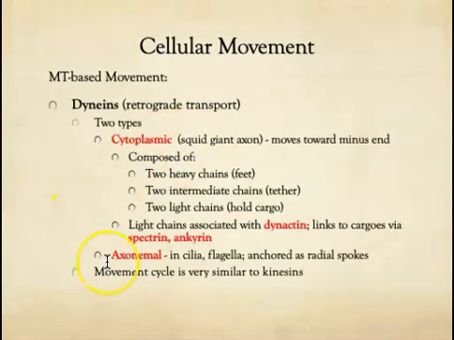The axonemal dyneins are the ones that live outside of the cell in cilia and flagella. We'll talk about those separately. The process of movement, the way the ATP is involved, the way the protein changes shape, the way the feet are thrown. It's very similar in kinesins and dyneins.